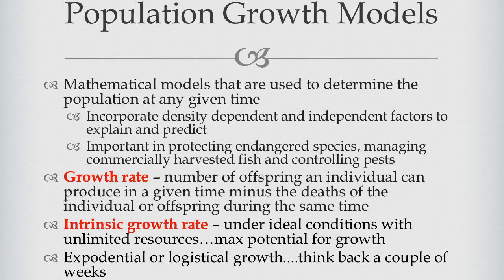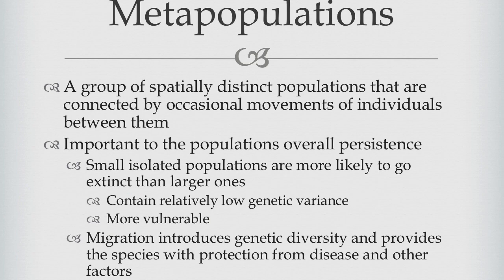Think back to those growth curves that you drew, exponential and logistic. An exponential growth curve looks like what letter? A J. Logistic growth curve looks like what letter? An S. That top of the S, what do we call that? The carrying capacity. So that's the number of individuals that the population can hold based on the number of resources available.